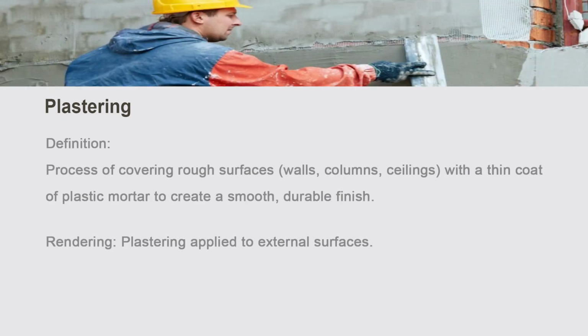In this lecture on plastering and pointing, we are first going to talk about plastering. What is plastering? In simple language, we can say it is a practice that transforms rough surfaces into smooth and durable ones. This involves covering walls, columns, ceilings or other parts of a building to achieve a flawless finish. And when we apply this plastering to external surfaces, we call it rendering.